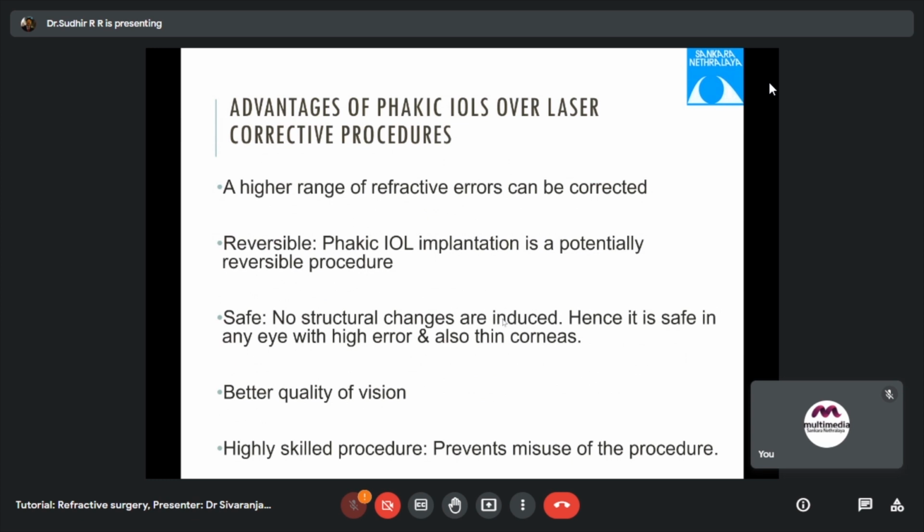Advantages of phakic IOLs over laser corrective procedures include that a high range of refractive errors can be corrected, and it is a reversible procedure. Here, no structural changes are induced, and better quality of vision is there. It is a highly skilled procedure. It prevents misuse of the procedure.